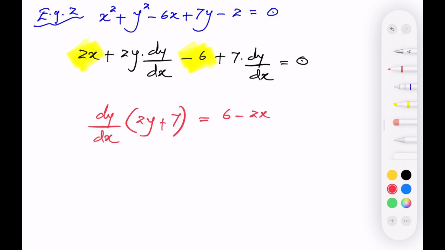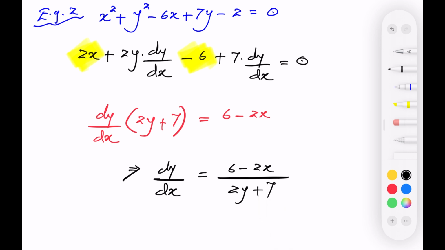Now I can easily subject dy by dx. dy by dx should be equal to 6 minus 2x divided by 2y plus 7. I divided both sides by this factor, 2y plus 7. This is the final answer that I need for this example.